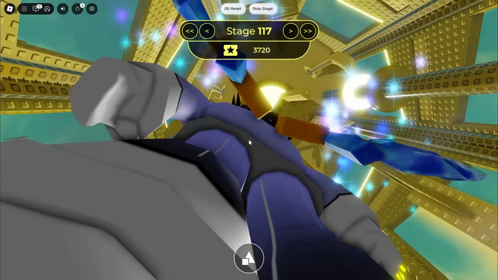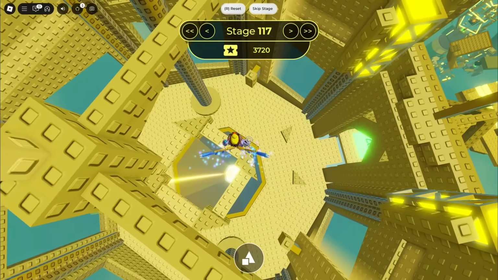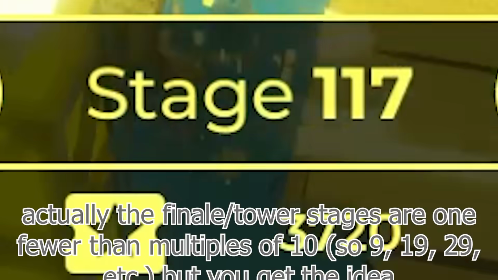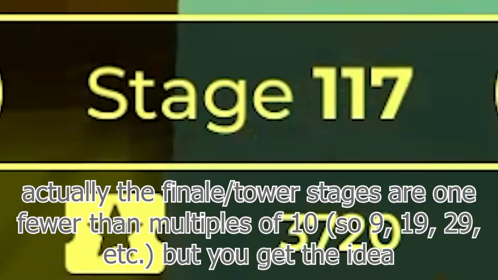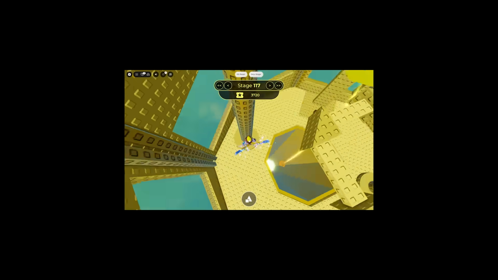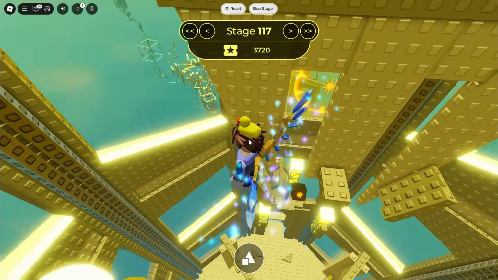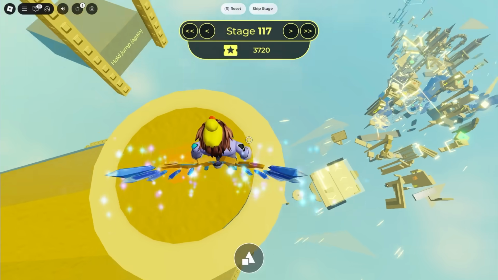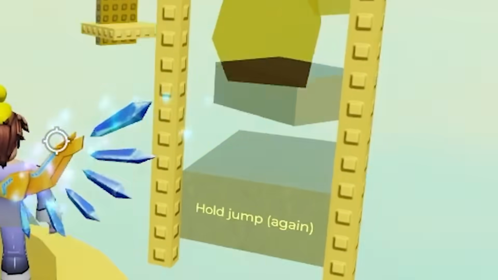So this stage kind of looks like a tower, like is at the end of all the stages, or all the grids, I should say. But like they're multiples of 10 that are like that. This is not a multiple of 10. Okay, that's going to be an annoying jump. Oh wait, no wonder that would be annoying, because that's wrong. I'm supposed to go this way, and I guess jump to that teleporter. Hopefully it doesn't do anything weird. No, okay. Hold jump again.